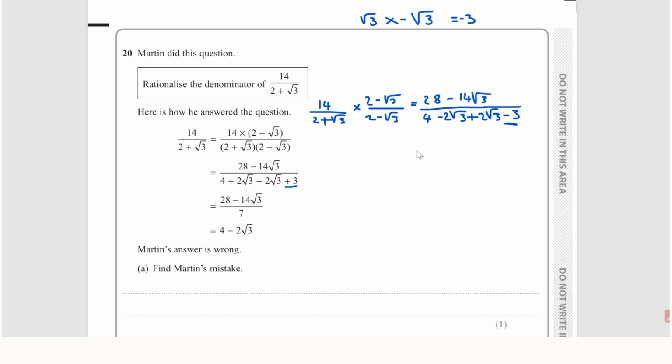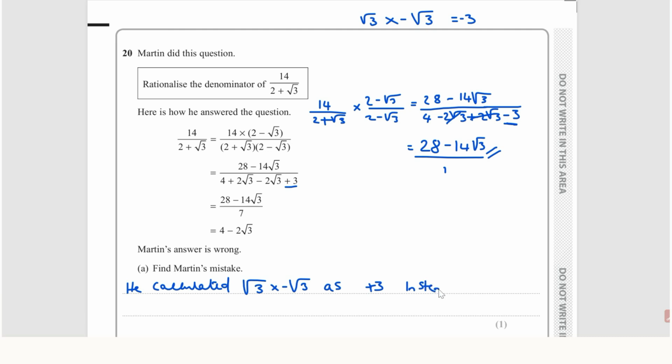So let's carry on with this question and see what our simplified answer will be. Yep, it looks like that is it. So instead of it just being over 1, which will just be this on the numerator, he's got 7 because he has added 4 and 3 together and therefore started to simplify it, giving him a completely different answer. So his mistake was he calculated root 3 minus 3 root 3 as plus 3 instead of minus 3, giving him an incorrect answer.